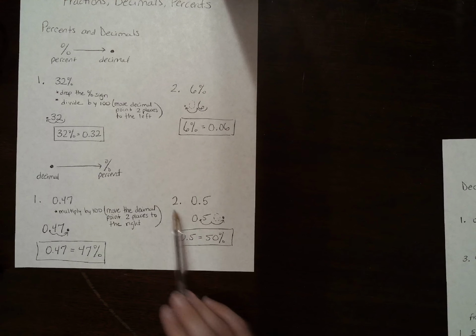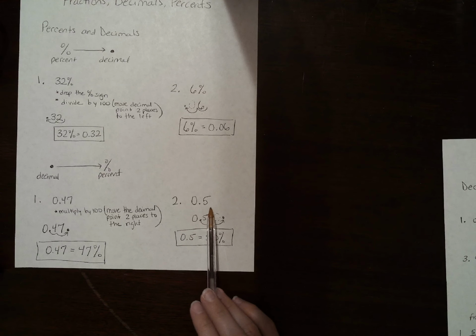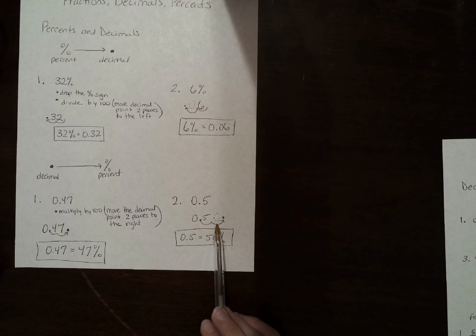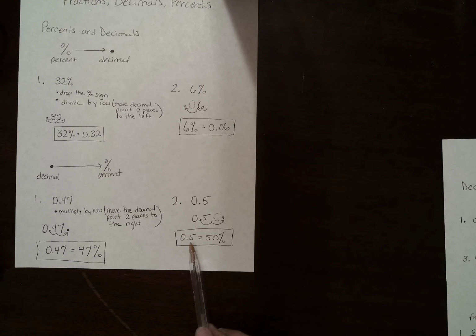Number 2, we have 5/10. We are going to move the decimal point 2 places to the right. 1, 2. We are going to fill in that empty loop with a 0. So 5/10 is equal to 50%.